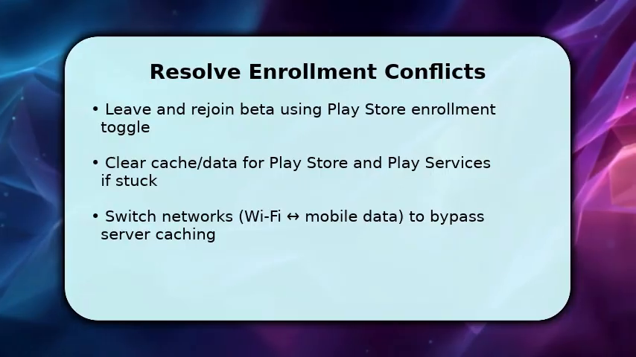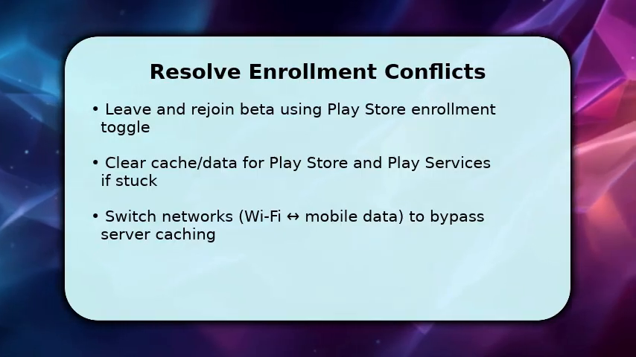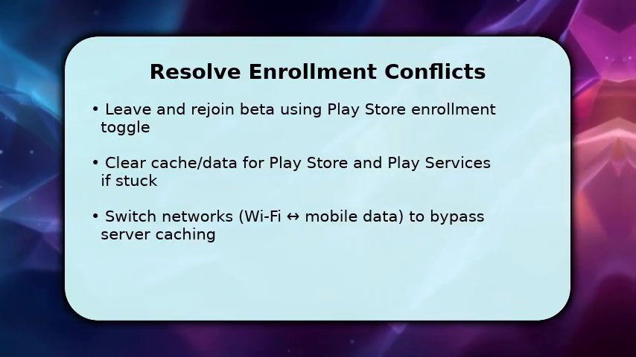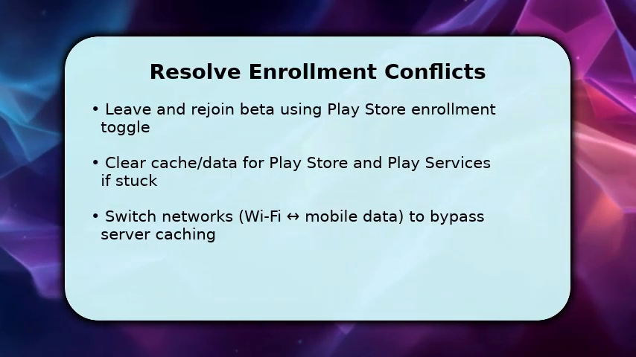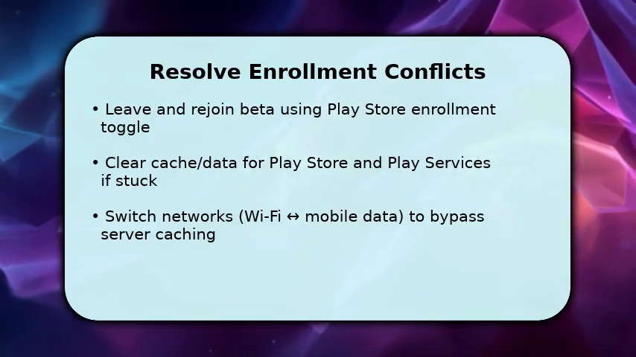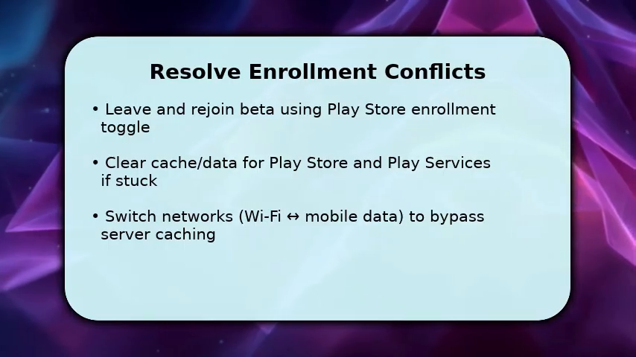Next, handle enrollment conflicts. If the beta toggle shows enrolled but the APK won't download, leave the beta and wait a minute, then rejoin. This refreshes server flags. If problems persist, clear cache and then clear data for Play Store and Google Play services. This resets local state without deleting apps.